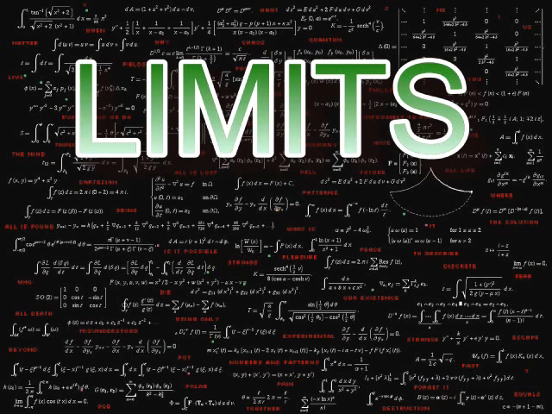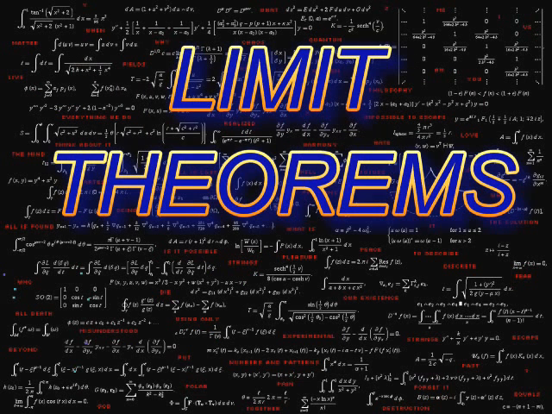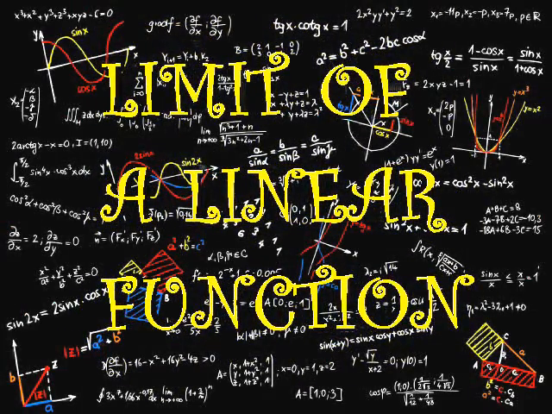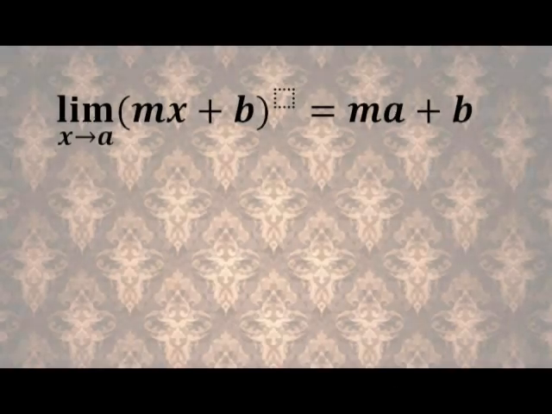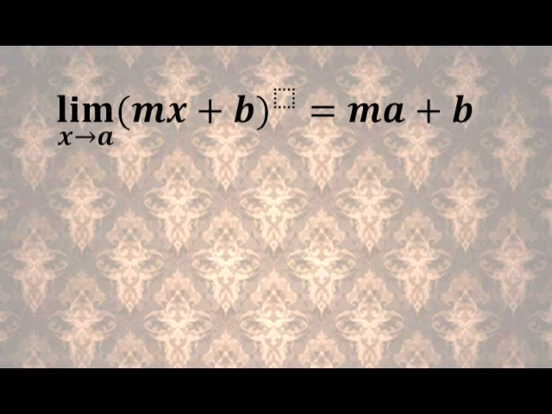To compute limits by easier methods other than using the definition, theorems have been employed, whose proofs are based on the definition. We call these the limit theorems. These are the following. Theorem 1, limit of a linear function: the limit of mx plus b as x approaches a is equal to ma plus b.